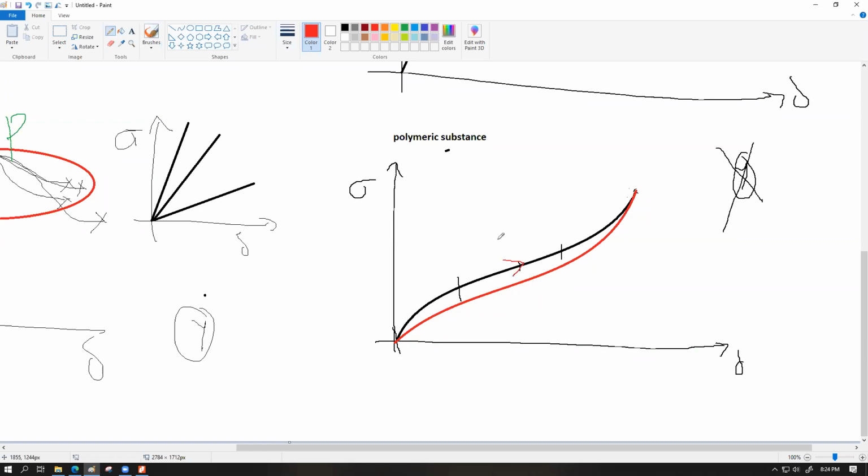So let's say this is the loading curve. Loading means stretching out or deforming. This is the unloading curve. Polymer substances do this thing: if you measure the stress versus strain during loading and during unloading, you're going to get two different lines. You're not going to get the same line. This behavior of following two different lines while loading and while unloading is called hysteresis.